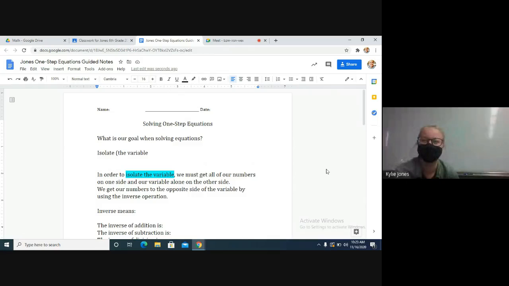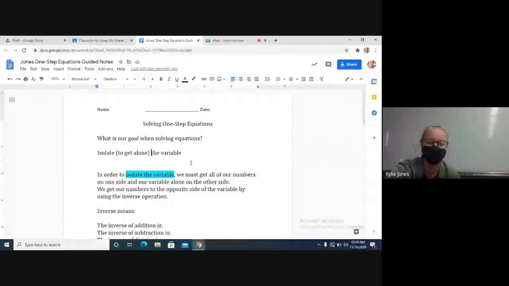Okay, how about this? Think about it in terms of COVID. People are self-isolating. What are they doing? They're separating themselves from people. So isolate means to get alone, to be all by yourself. So the goal is to put the variable on one side of the equal sign all by itself.